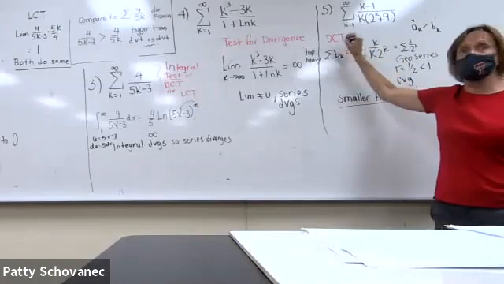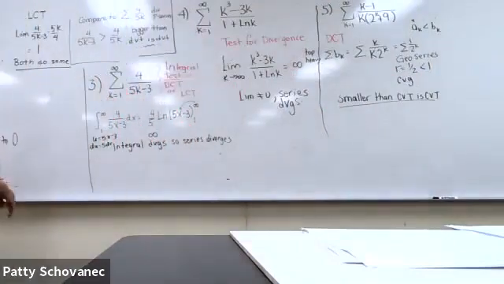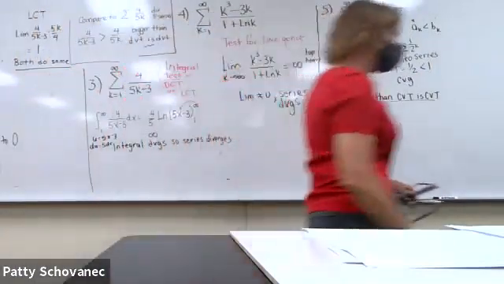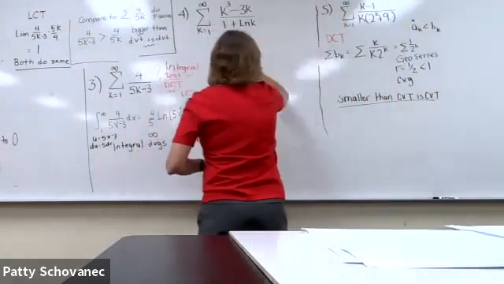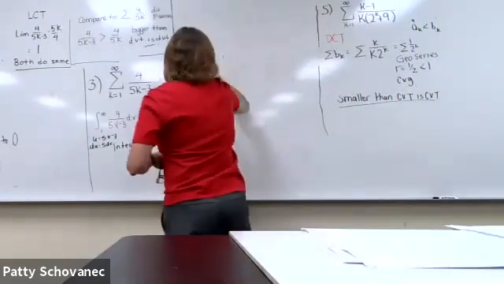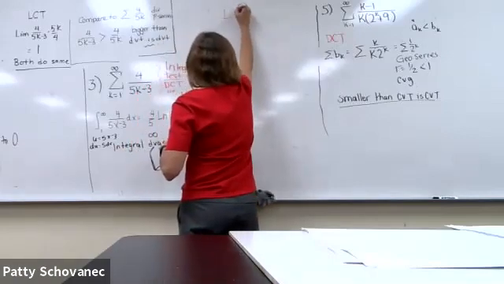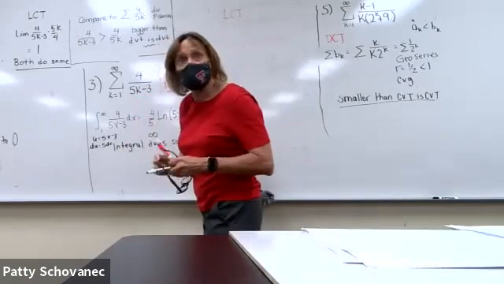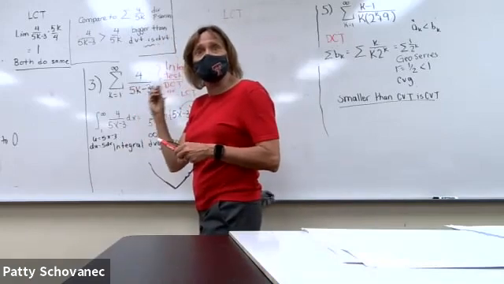So that's the direct comparison test. Smaller than convergent is convergent. Now the limit comparison test says about the same thing. In the limit comparison, we just take the ratio of the two. So for the same problem, the limit comparison test, if you get a positive finite limit of the a_k's over the b_k's, then they both do the same thing.